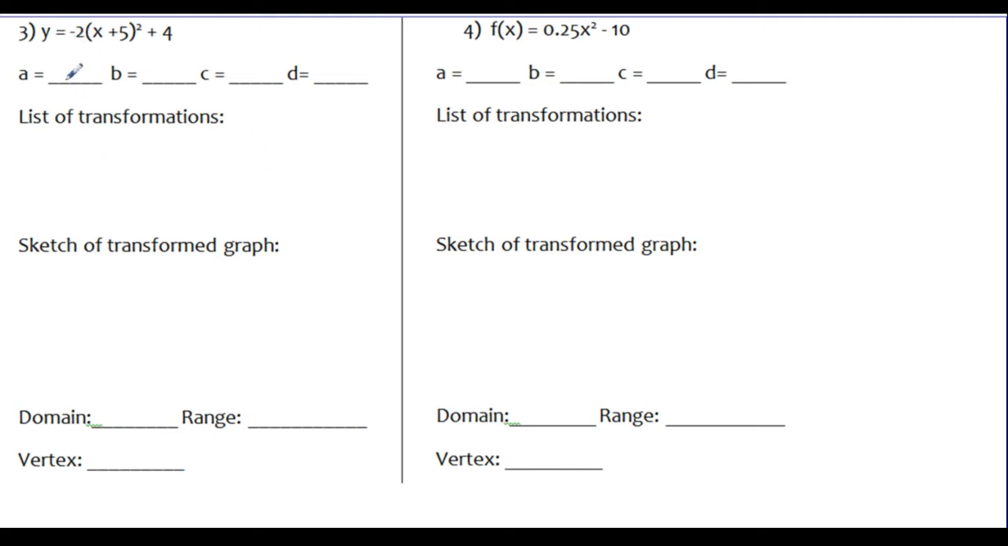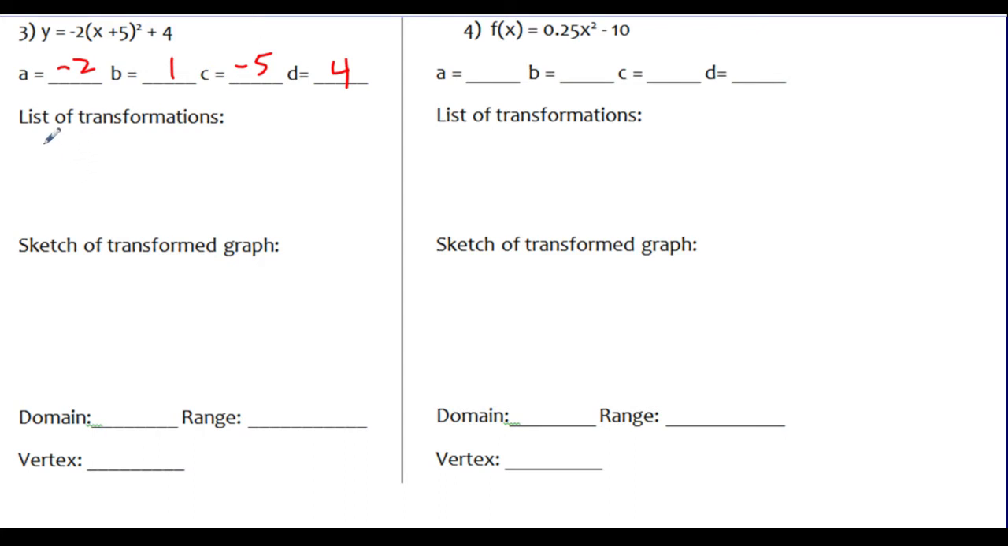Okay, so in this case, my A is negative 2. My B is not there, because that would be being multiplied by x on the inside, so there's a 1 in that spot. 1 times x, we wouldn't see. Okay, C in this case is -5 and D is +4. Okay, so we need to list what each of these things does.